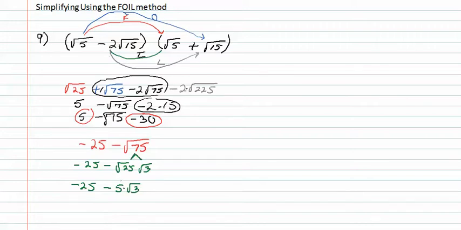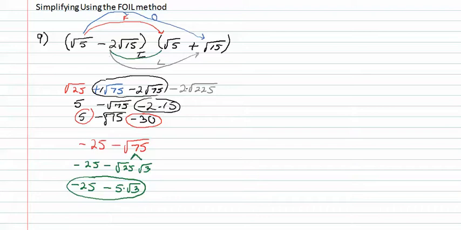Remember, these two are connected. It's a one term because it's negative 5 times radical 3. So I cannot combine the negative 5 and the negative 25 together. At this point, I am all finished. Okay, that's using the FOIL method.